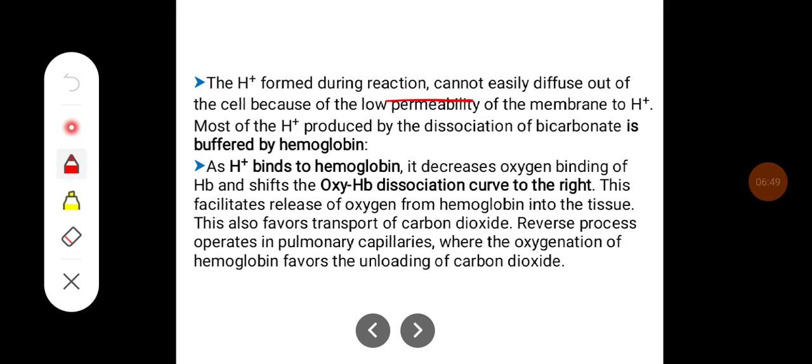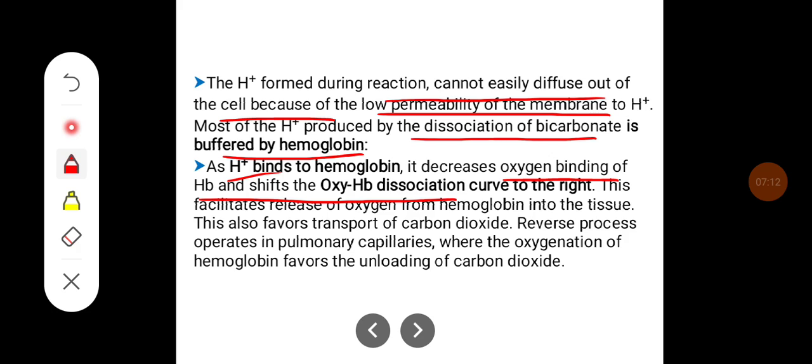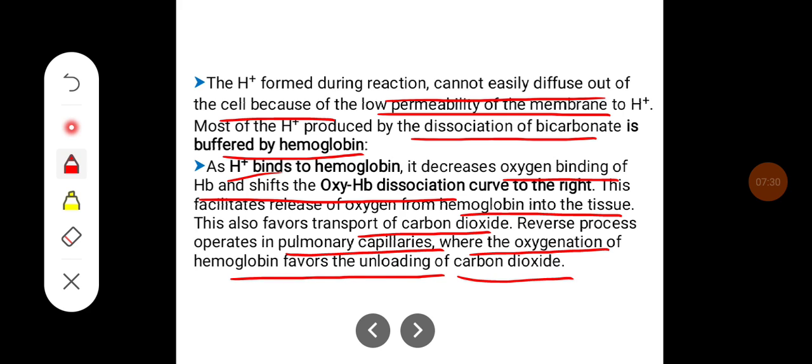The H plus formed during the reaction cannot easily diffuse out of the cell because of the low permeability of the cell membrane to H plus ions. Most of the H plus ion produced by the dissociation of bicarbonate is buffered by hemoglobin. As H plus binds to hemoglobin, it decreases the oxygen binding of Hb and shifts the oxygen dissociation curve to the right. This facilitates the release of oxygen from hemoglobin into the tissue. This also favors transport of carbon dioxide. The reverse process operates in pulmonary capillaries, where the oxygenation of hemoglobin favors the unloading of carbon dioxide.